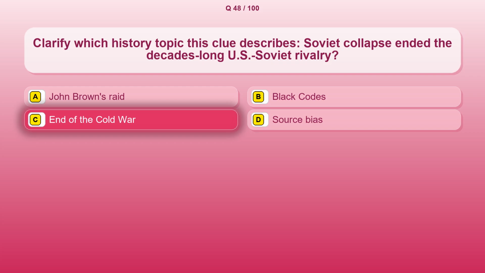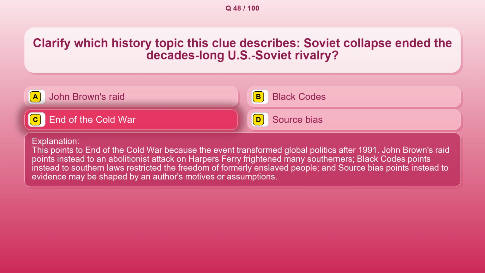The correct answer is option C, end of the Cold War. This points to end of the Cold War because the event transformed global politics after 1991. John Brown's raid points instead to an abolitionist attack on Harper's Ferry frightened many Southerners. Black Codes points instead to Southern laws restricted the freedom of formerly enslaved people, and source bias points instead to evidence may be shaped by an author's motives or assumptions.